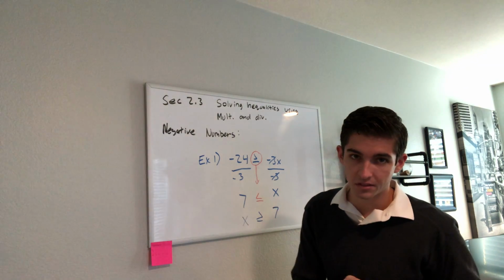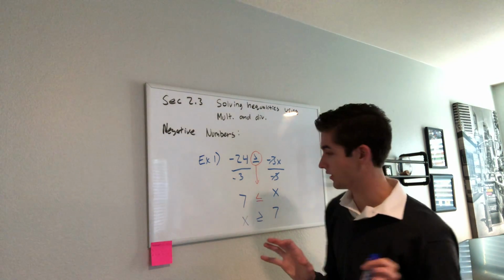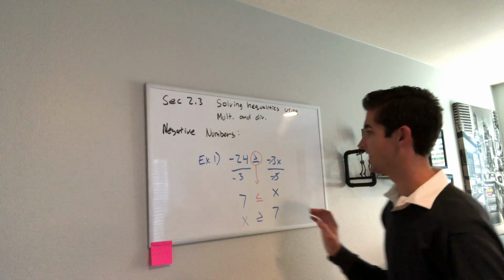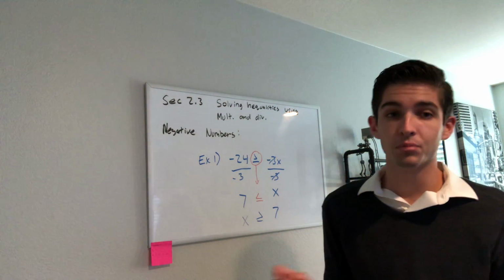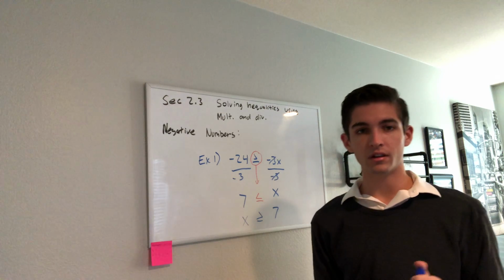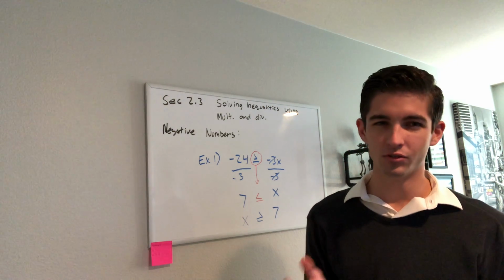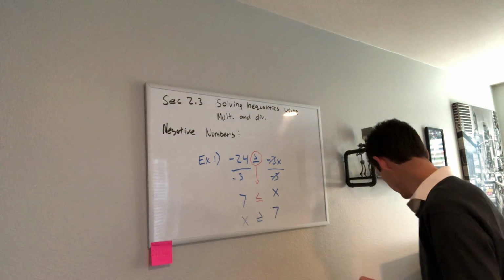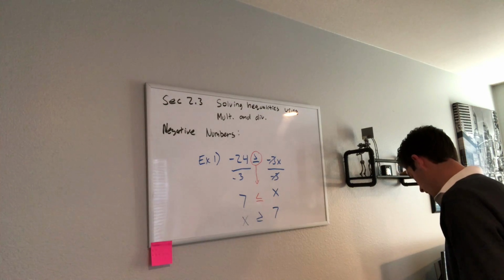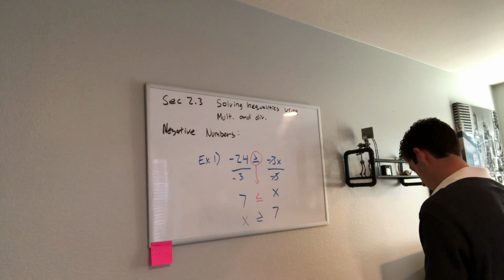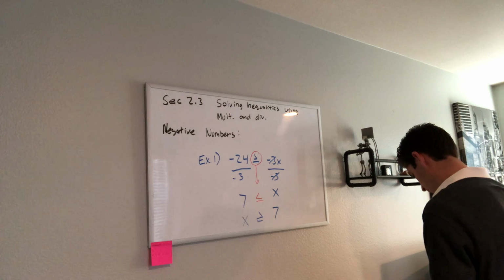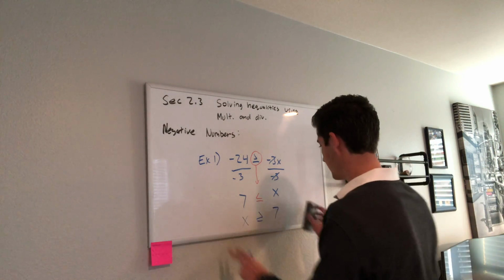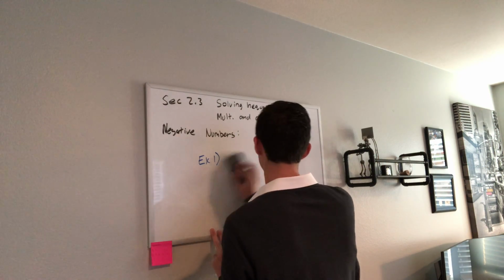So hopefully by the end of this lesson, you guys are going to be masters at rotating that inequality sign. Super important. It makes your life a whole lot easier when you know how to kind of juggle and do it all. All right, so let's move on to example 2. It's not that bad when you get the hang of it.